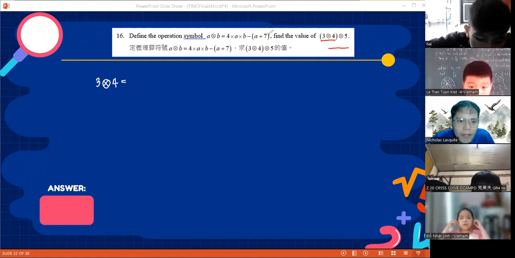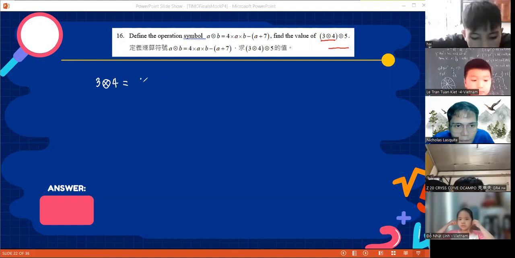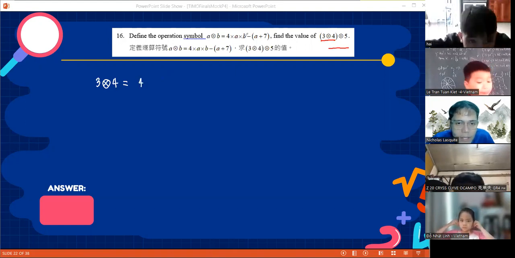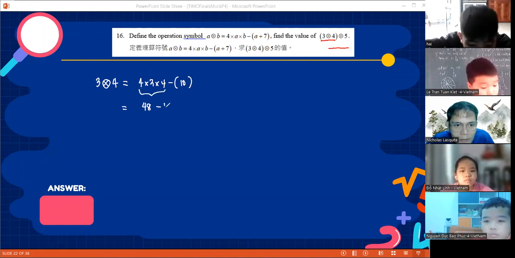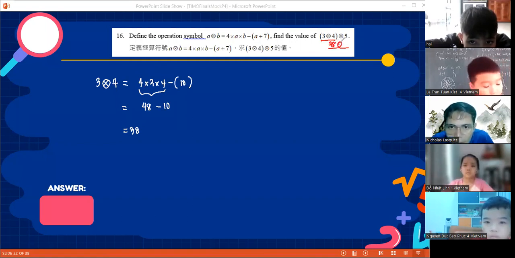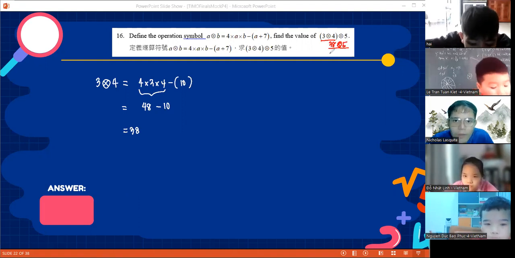So how is this defined? This is defined as 4 times A times B. Your A times B is 3 times 4, right? So 3 times 4 minus A plus 7. So what is A plus 7? This is 3 plus 7, right? So this is 10. So this is 12 times 4, which is 48. Take note, this is multiplication, so do this first. Minus 10, so this is 38, right? So we now have this as 38 operation 5.